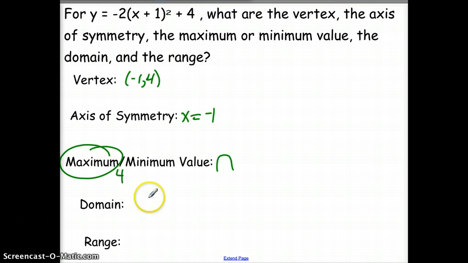Now domain and range we haven't talked about yet. Domain is all the x values. So for this parabola, any x value we could plug in that we want to. There's no x value you can't plug in, so it's all reals. But think about the range. What y values are we going to have? This graph is going to go down forever, so every y value down forever, except the highest it's going to go is this point (-1, 4). So y will never be higher than 4, but it could be equal to 4. So our range is y is less than or equal to 4.